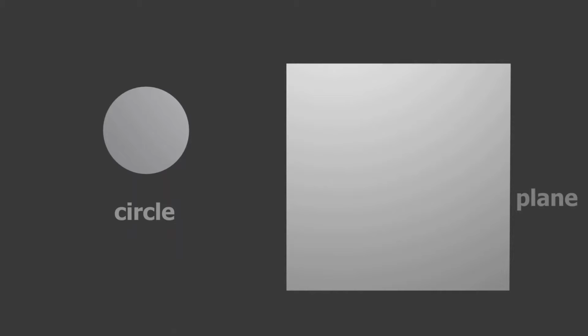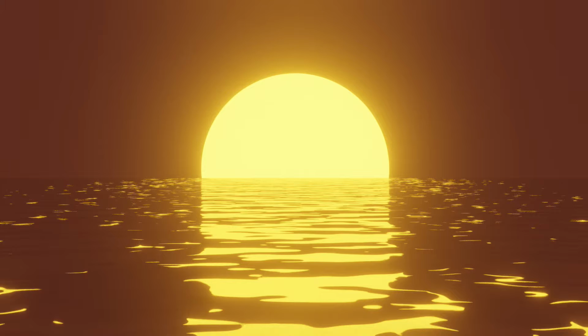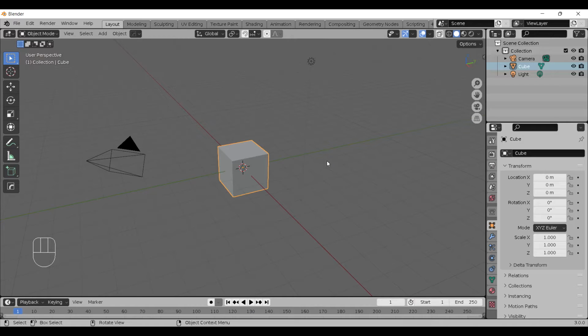Alright, let's make a sunset in Blender. We just need a circle and a plane, and using only these two we'll make the entire sunset scene. So first, delete the cube: press X and delete.